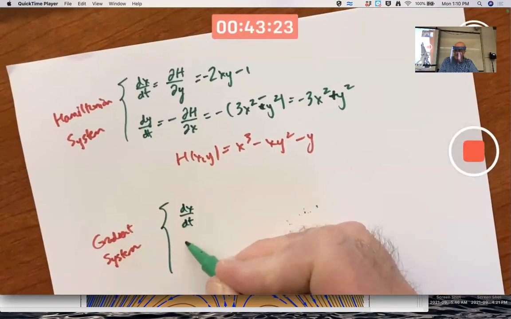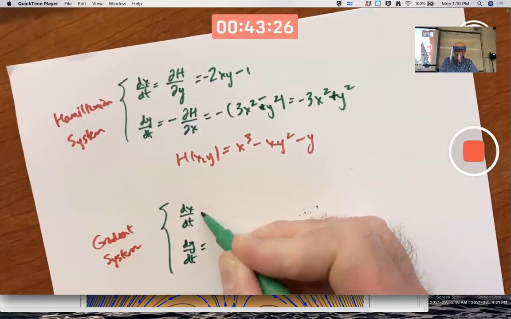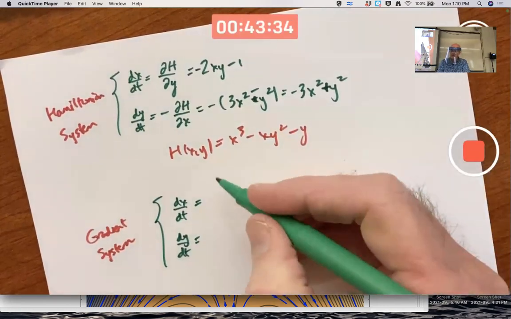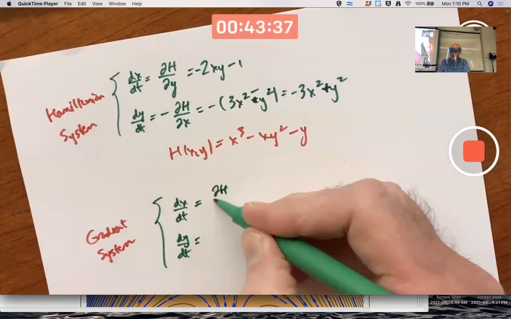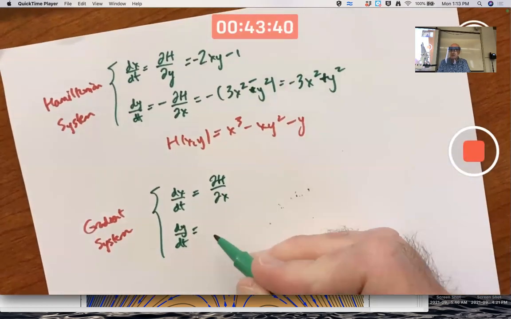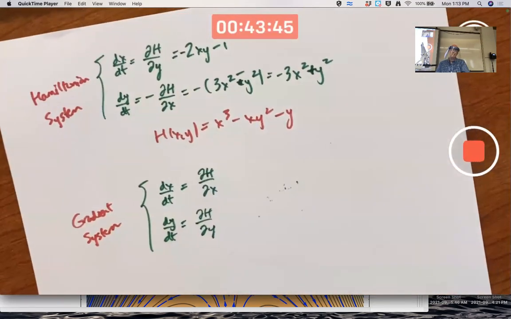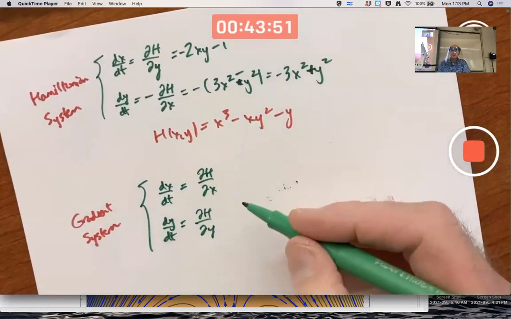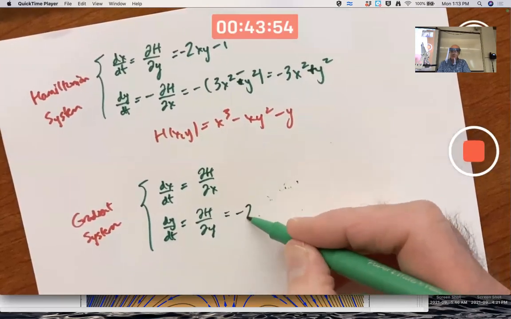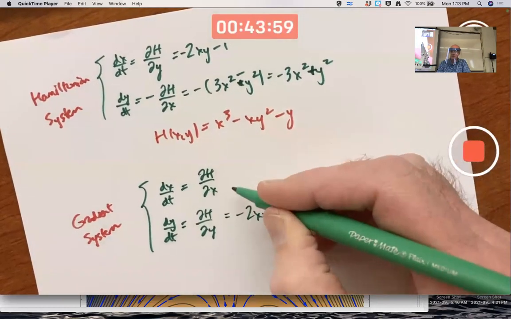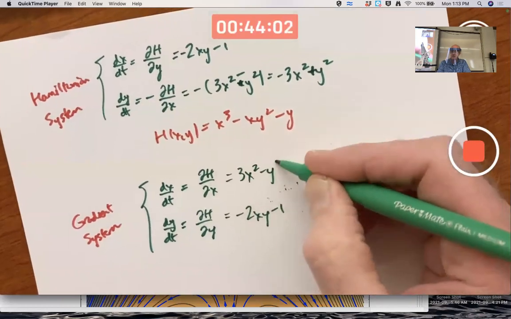It's a system where, once again, dx/dt and dy/dt are determined by partial derivatives of the function. However, they're different. Now, dx/dt is the partial of h, not with respect to y, but with respect to x. And dy/dt is the partial of h with respect to y, but no negative sign. So for this example, this one down here is going to be negative 2xy minus 1. And this one up here is going to be what I got here without the minus sign. So it's going to be positive 3x squared minus y squared.